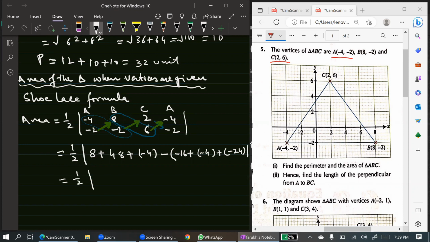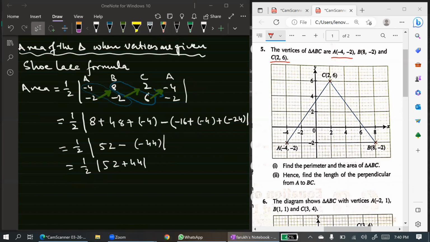Is equal to half, 52 minus (-16, -4, -24), which is -44. Half into 96 is equal to 48.